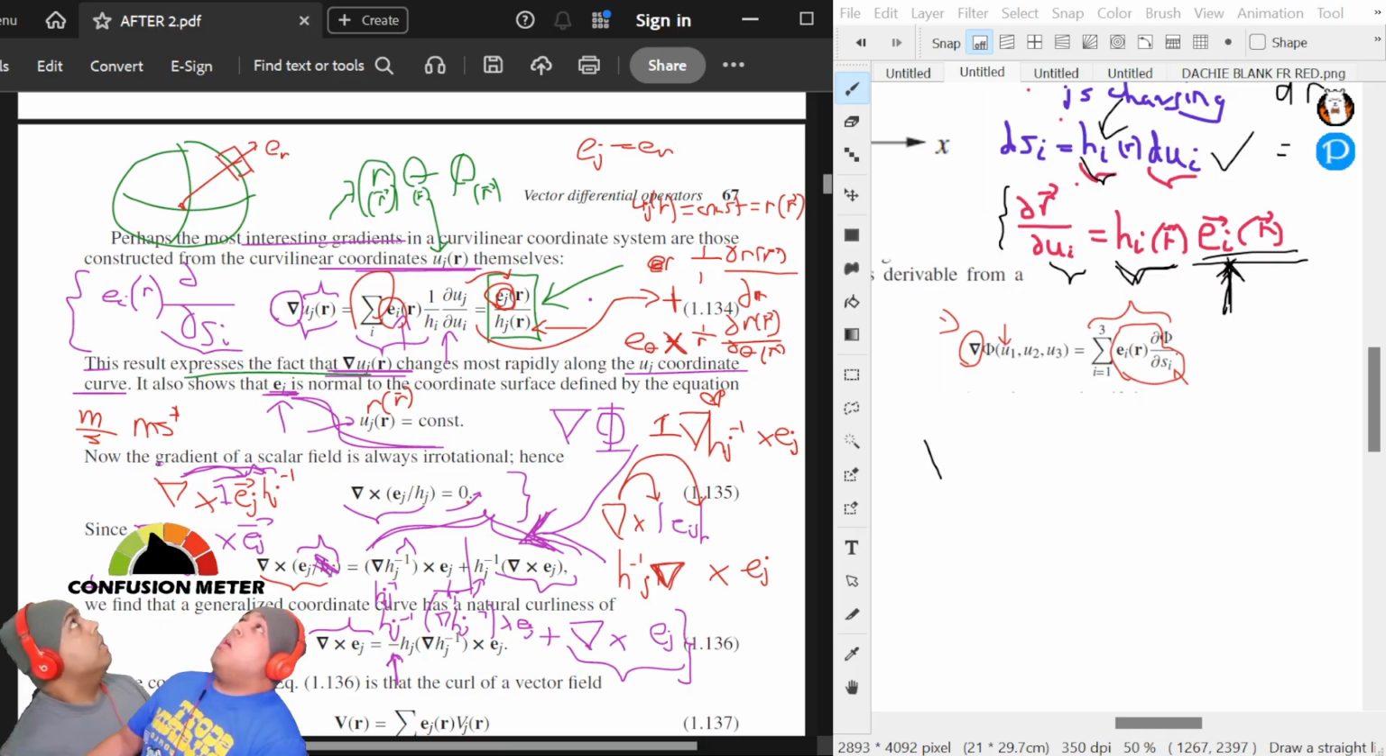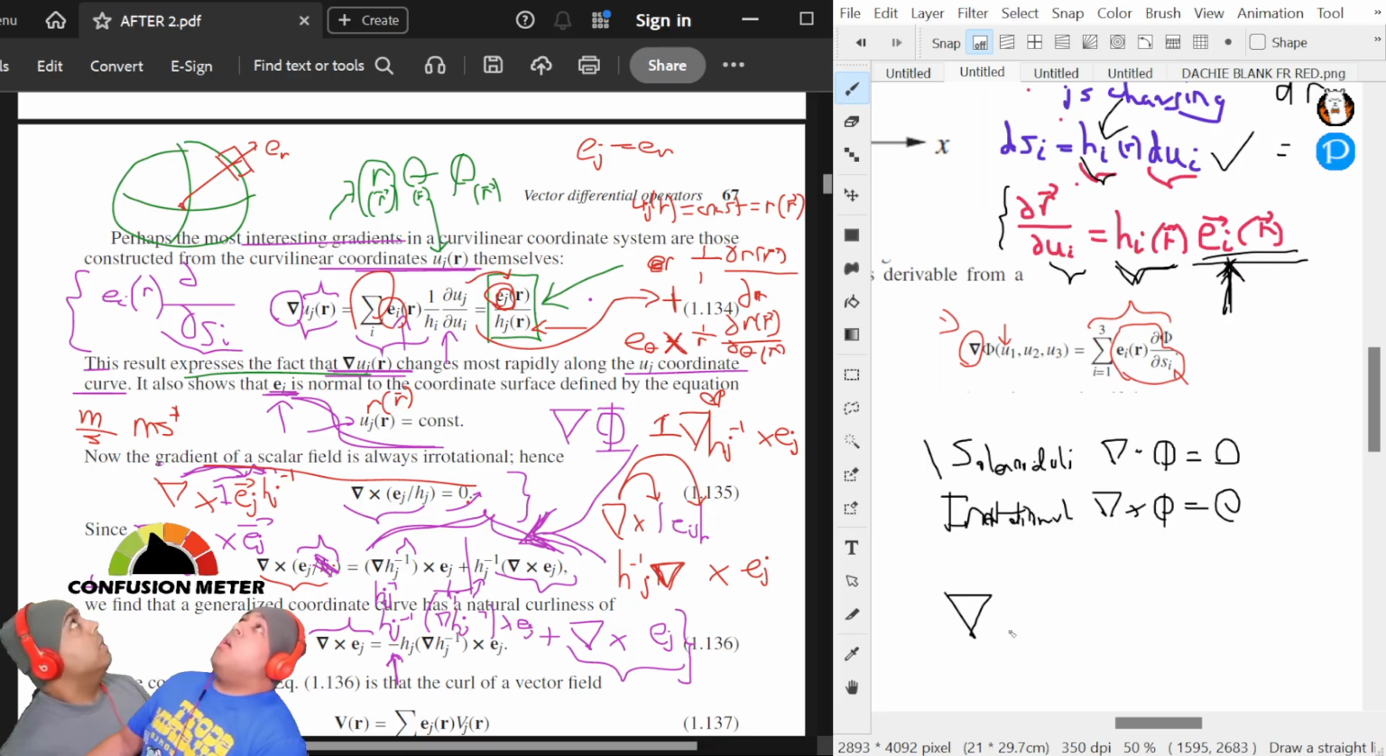It's said to be solenoidal if the divergence is 0. Okay, let me write that down. Solenoidal: divergence is 0. Irrotational: curl is 0. Okay. The gradient of a scalar field is always irrotational.